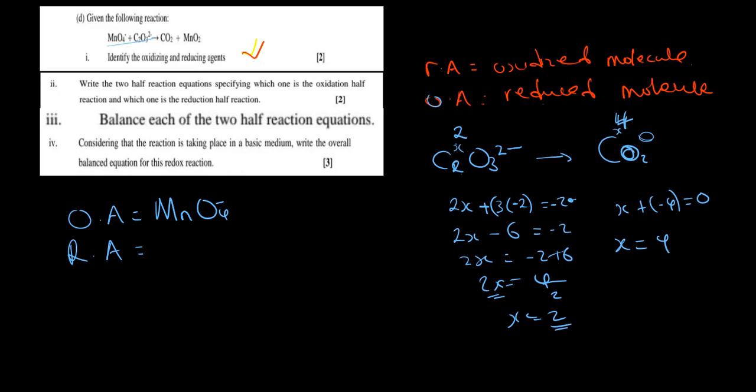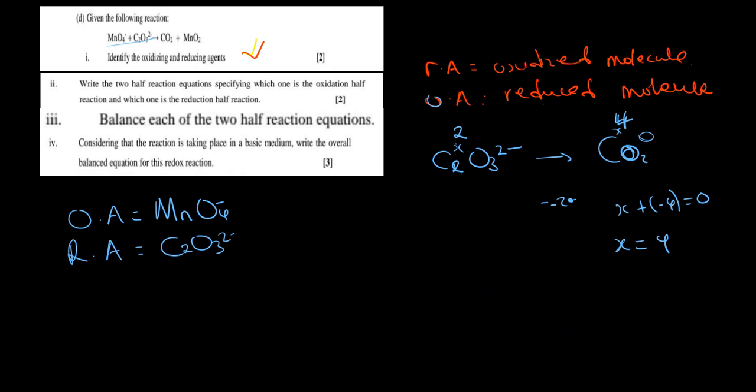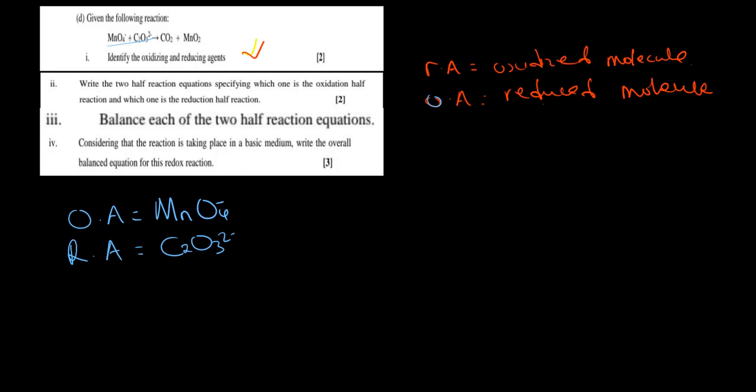Okay, so it is the opposite, don't get confused. So the reduced guy is now C2O3 negative 2, like that. These are the answers that you are supposed to write. So in short, the reducing agent is the agent that has been oxidized, and the oxidizing agent is the one which has been reduced. That's how you define these species.